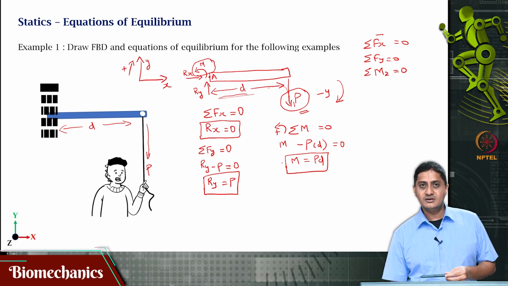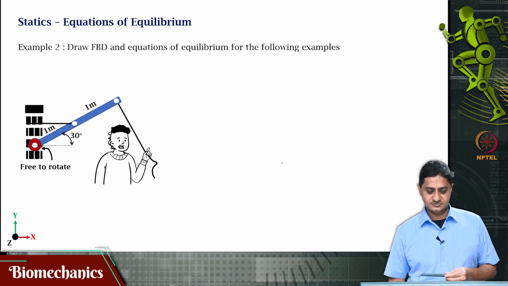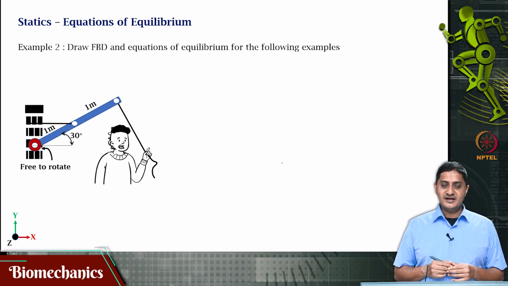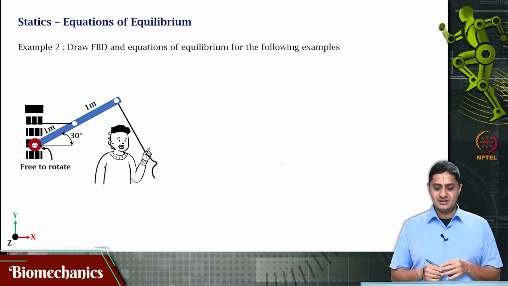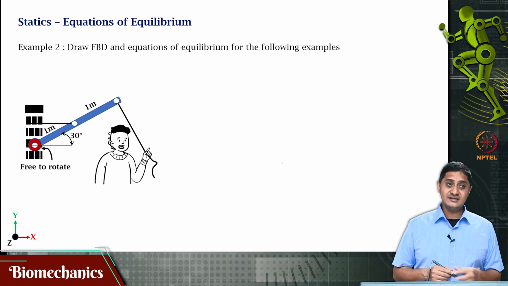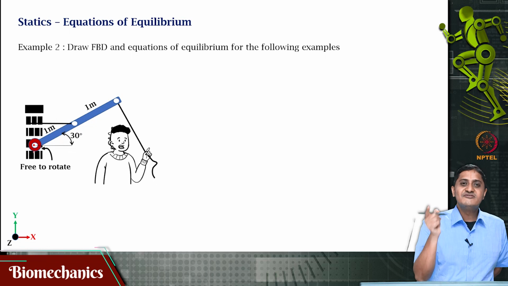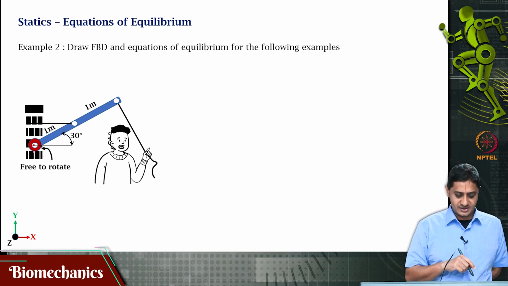Okay. Let us look at one more example. Here is a slightly more complicated situation. Okay. Draw the free body diagram and equations of equilibrium of this beam. Okay. Consider that at this point A, the beam is free to rotate. It is free to rotate. Okay.